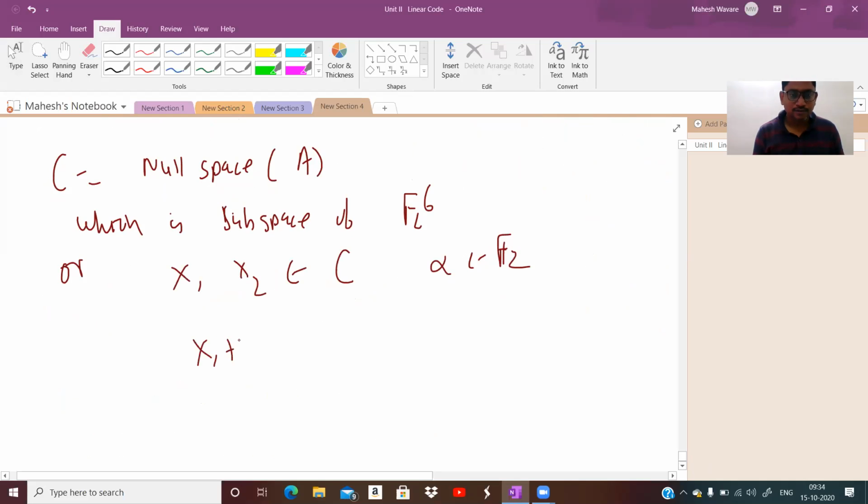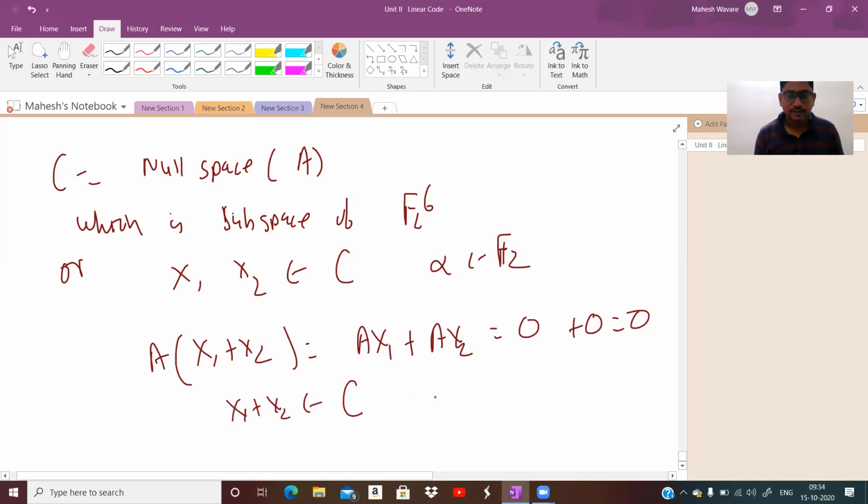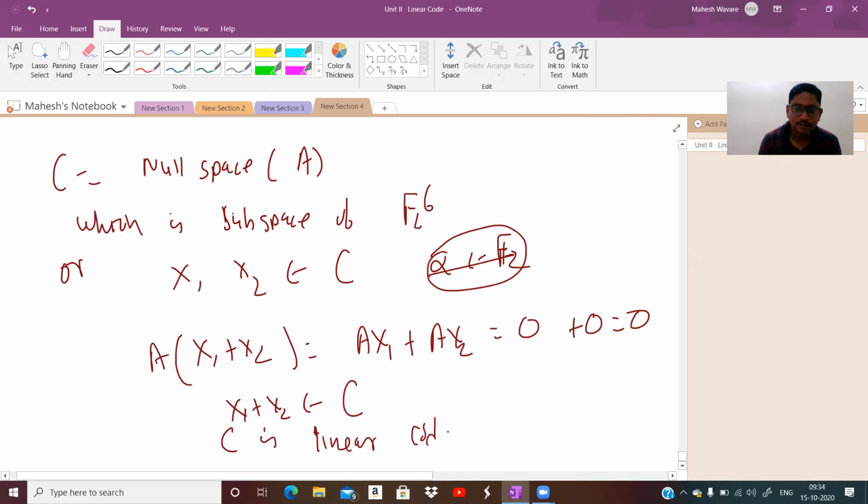So what is x1 plus x2? A into x1 plus x2 is Ax1 plus Ax2. x1 in C means Ax1 is 0, x2 in C means Ax2 is 0, so it is 0. So addition is closed. In this way, x1 plus x2 belongs to C. And similarly, for binary, you need to check only this condition. No need to take this alpha. If alpha is 0, then it is okay, and if alpha is non-zero, then it is 1. So you have checked already. So in this way, C is a linear code.